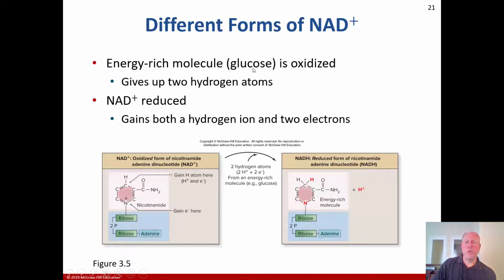And the energy-rich molecule glucose, C6H12O6, is oxidized and gives up two hydrogen atoms. Okay, and then NAD+ is reduced, gaining both a hydrogen ion and two electrons. So here you have NAD+, the oxidized form of nicotinamide adenine dinucleotide, and basically add in the two hydrogen atoms here, and we get the reduced form of nicotinamide adenine dinucleotide, NADH.